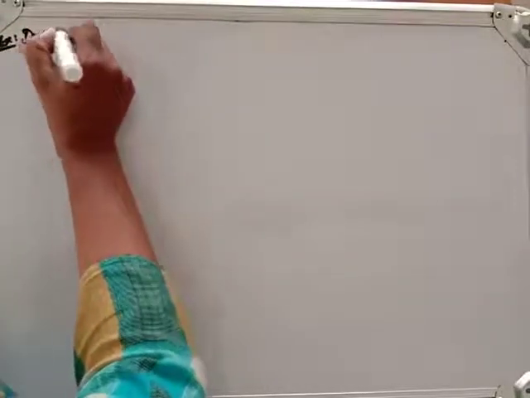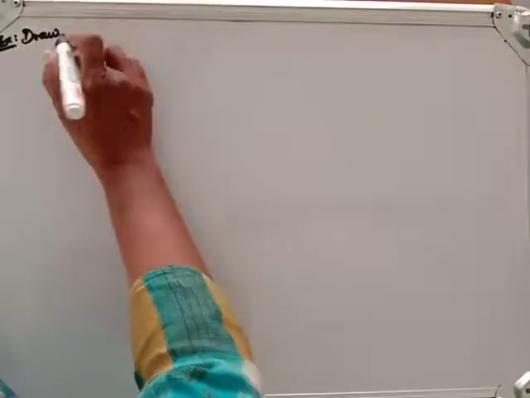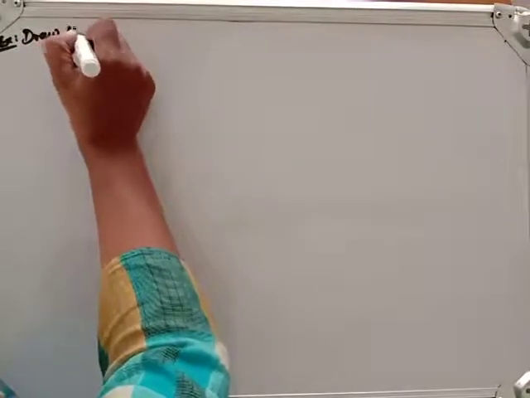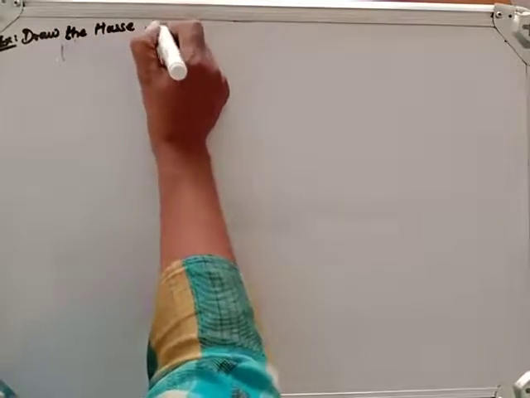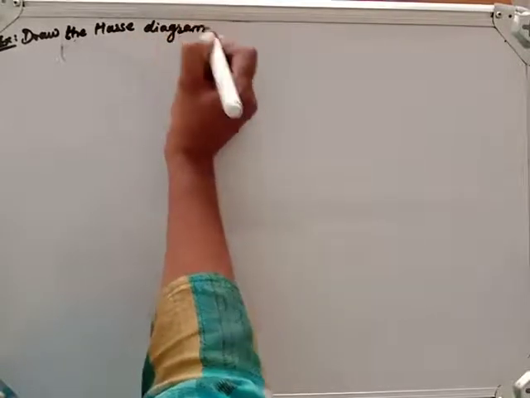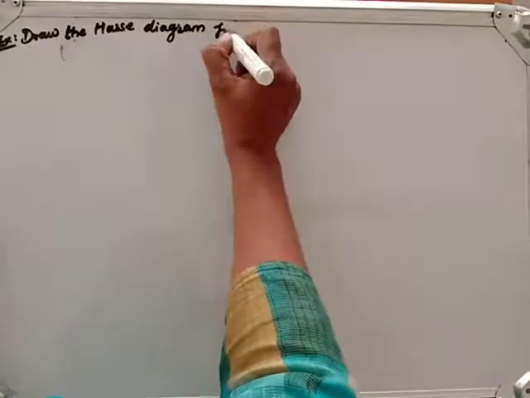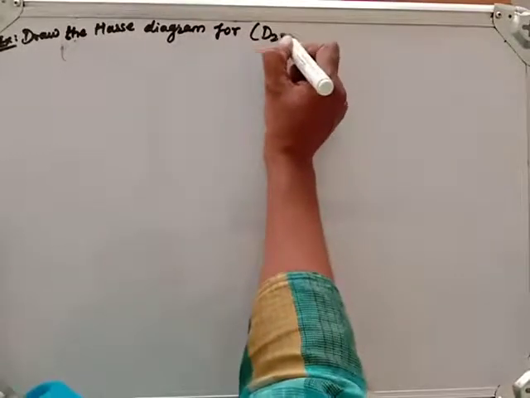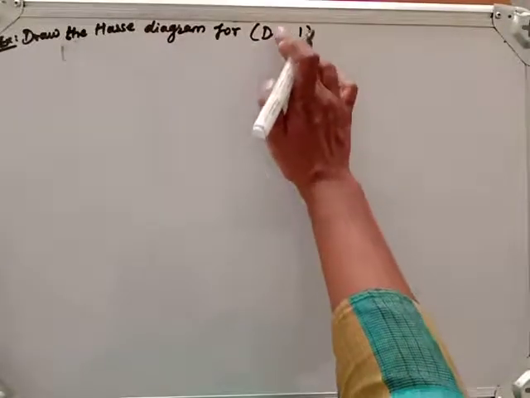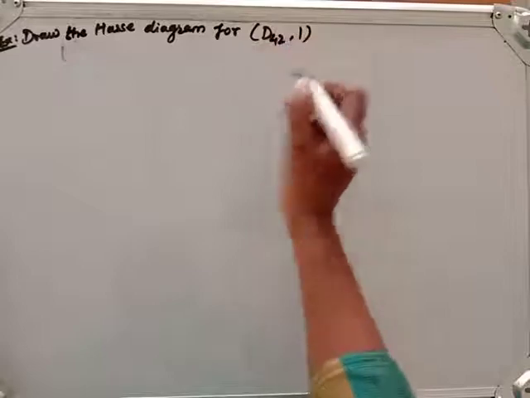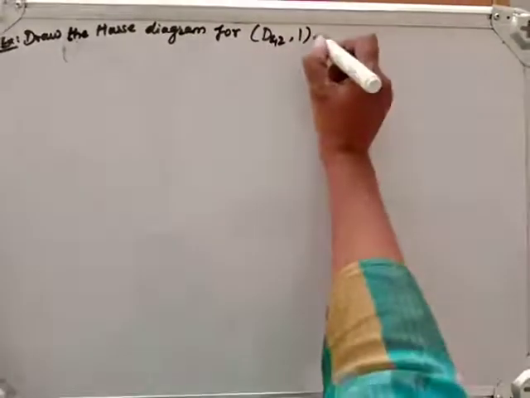One or two examples let me take so that it will be clear to you. Next example: draw the Hasse diagram for D24 with this relation. Sorry, D24 we won't take; we will take the bigger one, 42, D42. Fine.